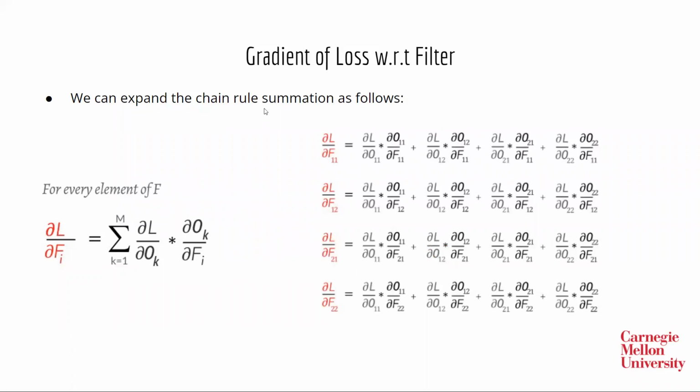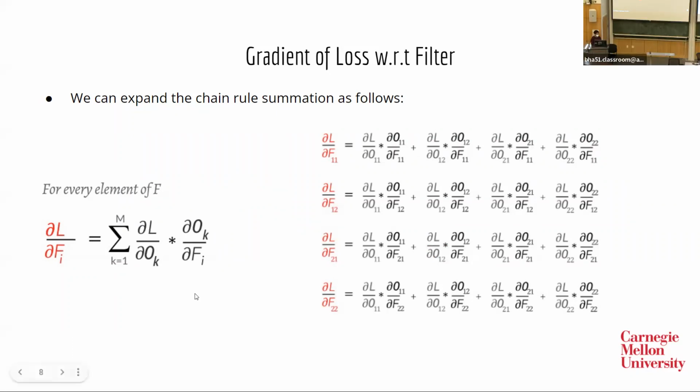So now you have to find the gradient of loss with respect to the filter, which is all the elements in the filter. So you have to find these 4 terms essentially: the gradient of loss with respect to all 4 filter elements, F11, F12, F21, and F22. That is going to be the summation of the gradient of loss with respect to a particular output multiplied by the gradient of that output with respect to that filter input.